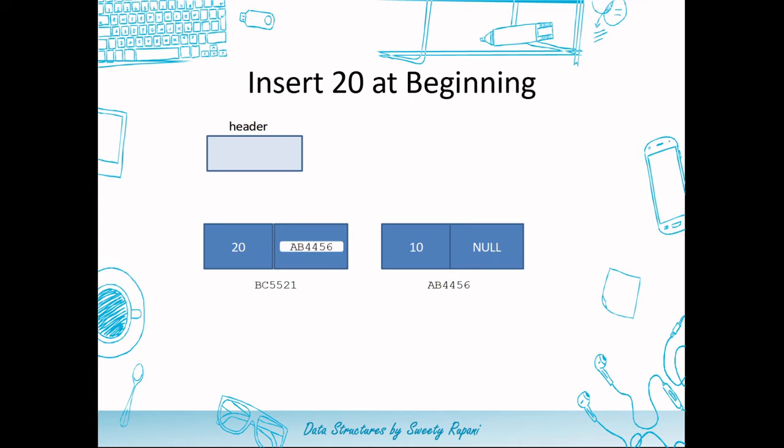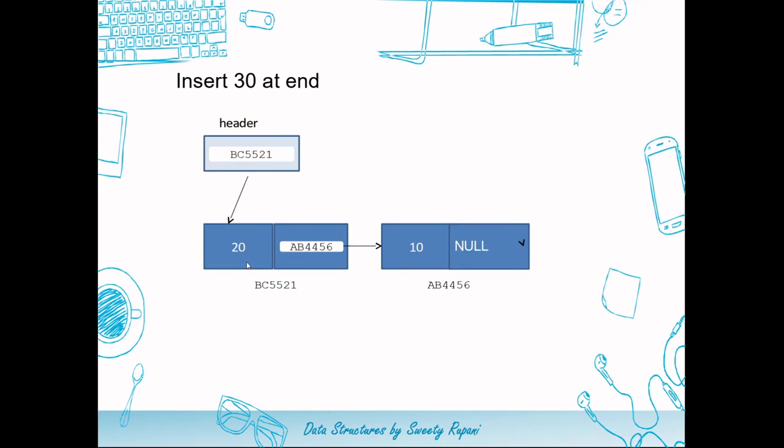So we will store the value which was there in the header at this particular location. AB4456, which was previously stored in the header, is stored over here now, followed by which we will store the newly created node's address in the header in order to point it here. So this is now my existing list wherein I have inserted the node at the beginning of the list.